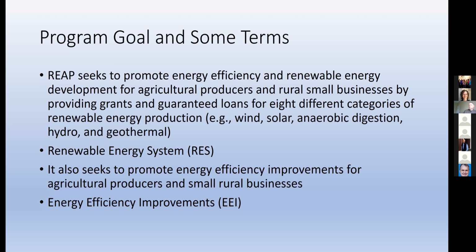So it's 8 different categories of renewable energy production. Like Chuck pointed out, wind, solar, the anaerobic digester, hydro, and geothermal. You'll see the term RES a lot. That means renewable energy systems. You also have energy efficiency improvements, which Chuck talked about. That's EEI. You'll see that term a lot. That's to promote energy efficient improvements for ag producers and small rural businesses.